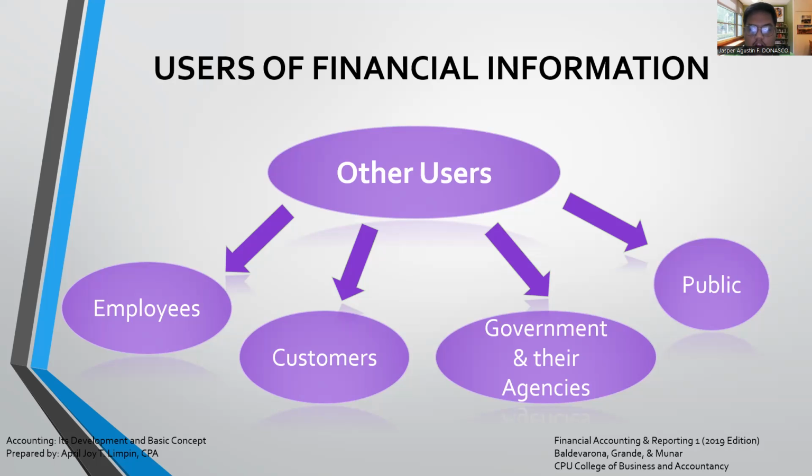Same with our customers. Sometimes our customers treat us as suppliers and they want to know if we can still supply them with enough raw materials or anything that they need. Next, government, because as we talked about last time, without taxes, the government can't move. Even though the government requires us to pay tax, they are only considered other users because our financial statements are not tailor-made for them. They are not the main purpose why we make our financial statements. And the public, if I just want to know how Nike is doing business, I can just check their financial statements through the stock exchange. All right? So that is for our users of financial information.